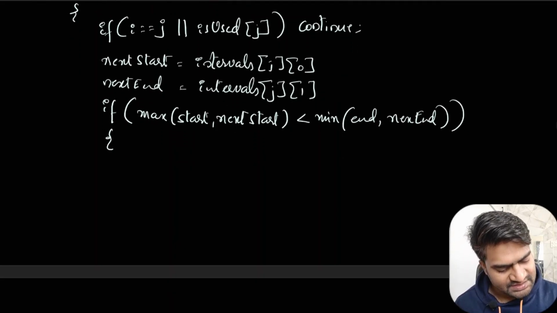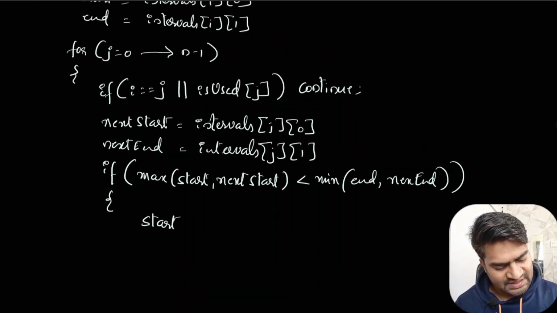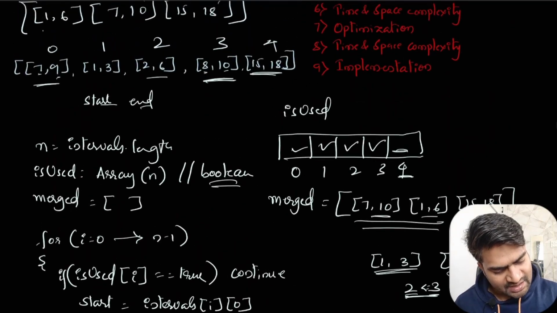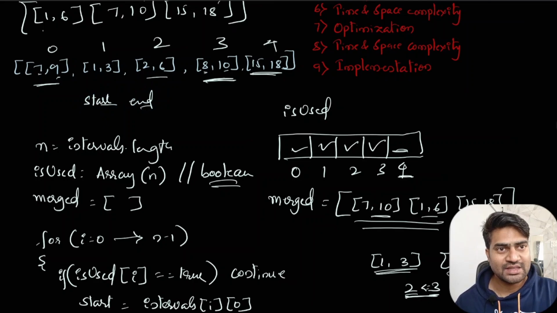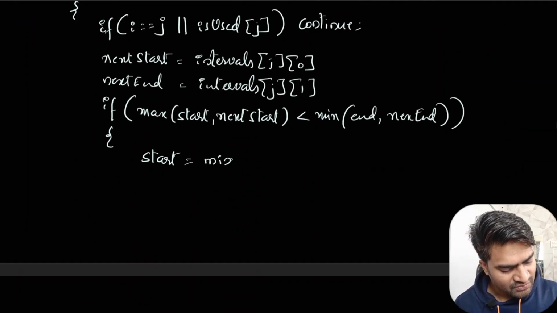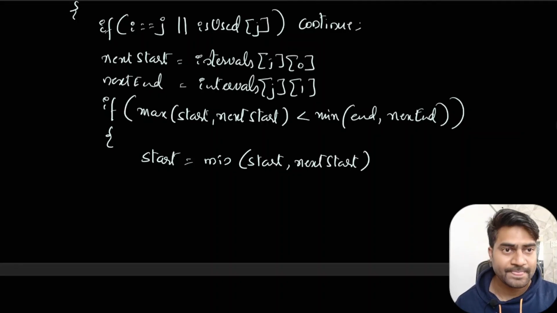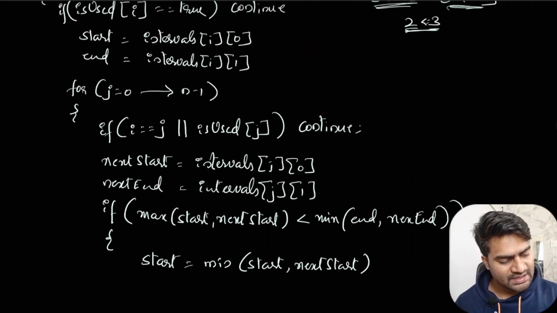So in this case, what I will do, I will update my start. So basically what I did here, I updated my start and end values, right, by taking the min of both the starts and max of both the ends. So start will be min of start comma next start.